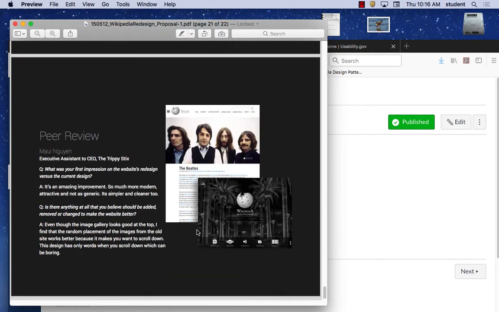Here's the peer review. What is your first impression on the website redesign versus the current design? I don't like that question, but is there anything at all that you believe should be added, removed, or changed to make the website better? I guess I didn't do a good job inspiring them to write good questions back then. This is from 2015. Try to inspire you to write a better question.